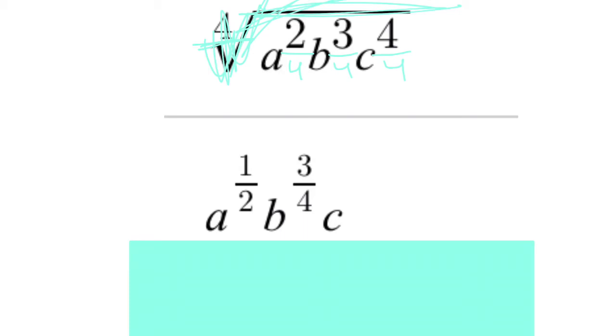But you can simplify this further. So you can get a to the 1/2, b to the 3/4, and then just c. So there you go. That's how I got a to 1/2, b to 3/4, and c.